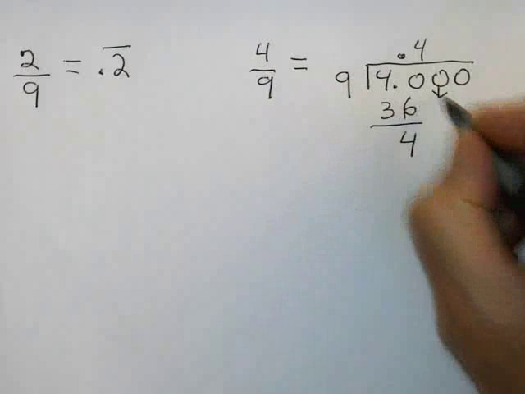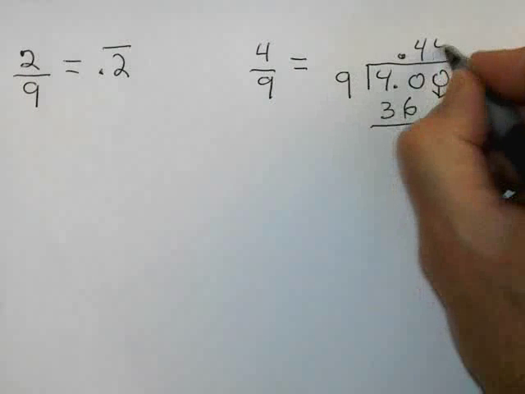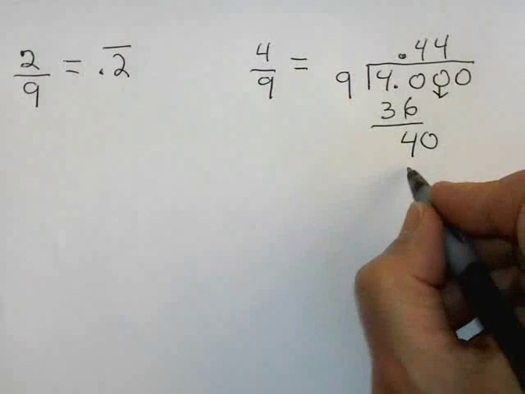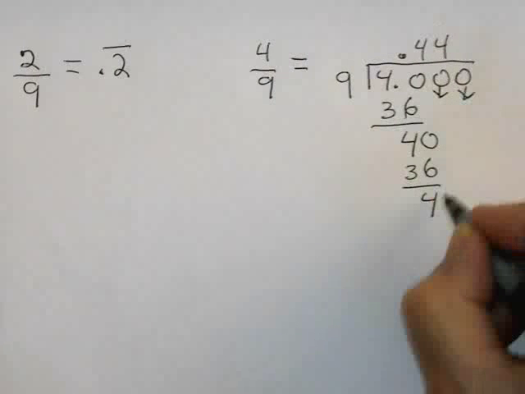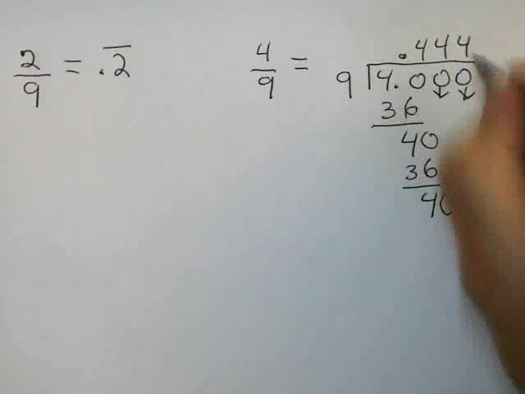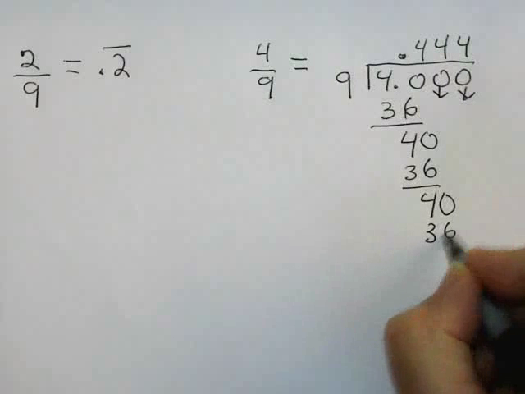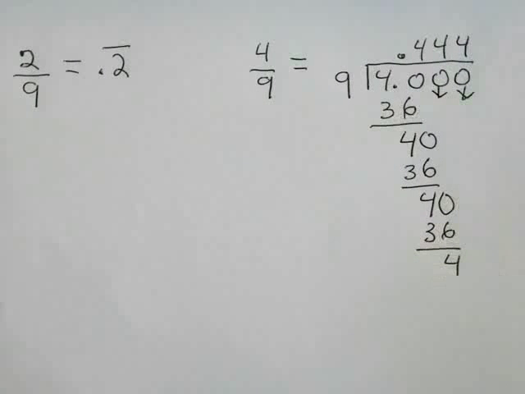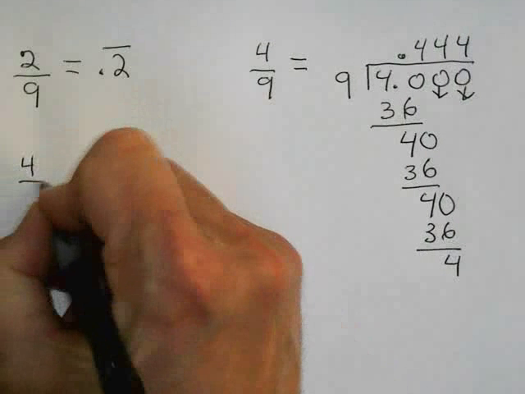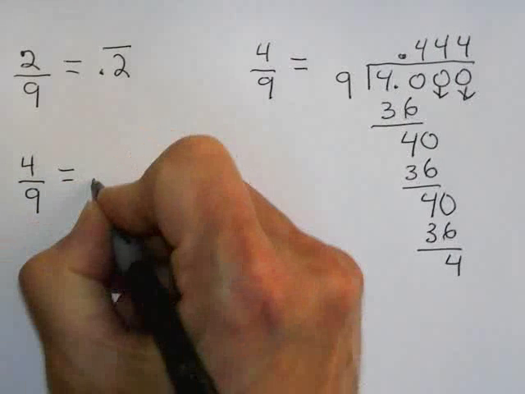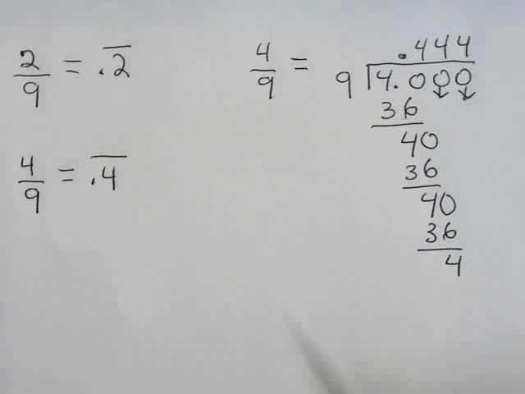And I bring down a 0. And 9 will fit into 40 4 times, which is 36. Get a 4. I bring down my 0. And at this point, I'm pretty certain that this is a repeating decimal. And it's just going to go on forever and ever. And what do I have here? Well, I have that 4/9 equals 0.4 repeating.